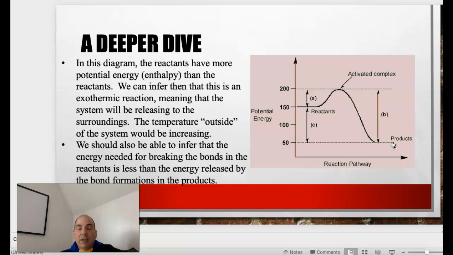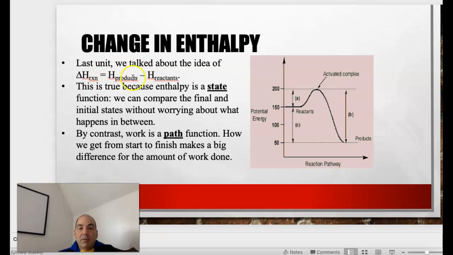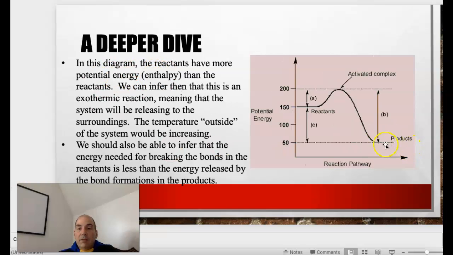And if we actually calculated delta H, remember a moment ago I said delta H could be done from products minus reactants. So if I take 50 minus 150, I get negative 100. I'm getting a negative number because it's exothermic. The system is losing heat. The surroundings, the environment, would be gaining the heat, but that's not what we're talking about right now. This diagram is just about whatever system we're talking about, what reactants, what products we're starting with.